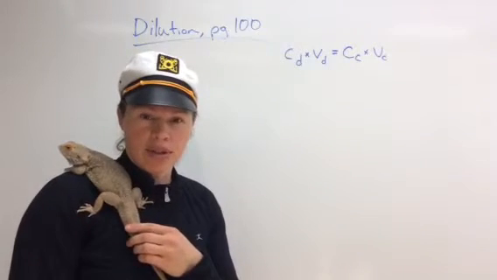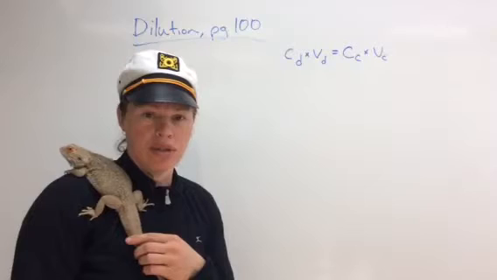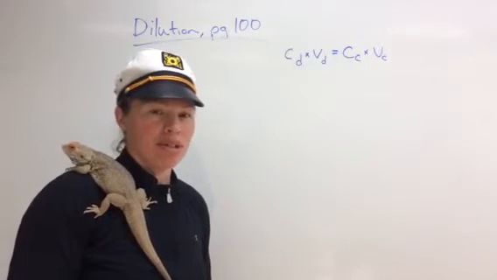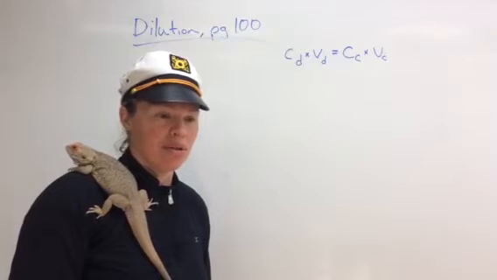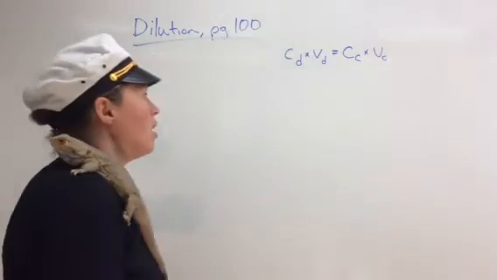Right, so talk about overcomplicating things. Your book goes way overboard with this whole dilution stuff. So I'm just going to break it down pretty simply for you because I don't really want you to have to go through all the orange juice stuff that they did.